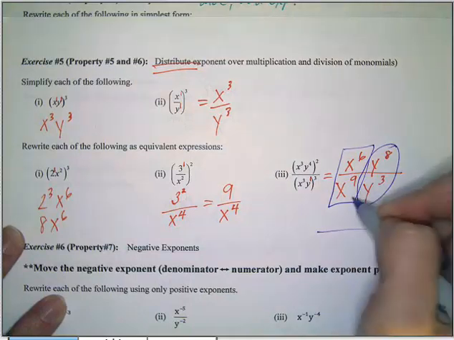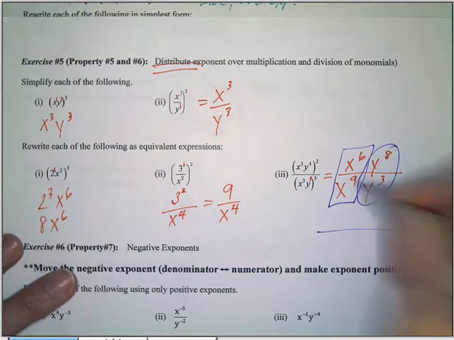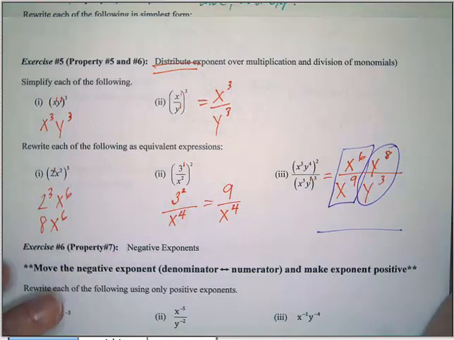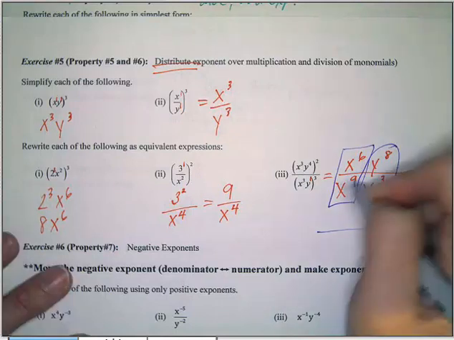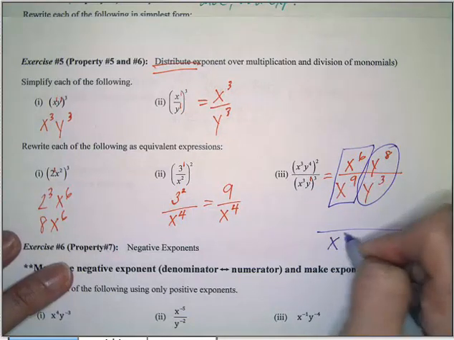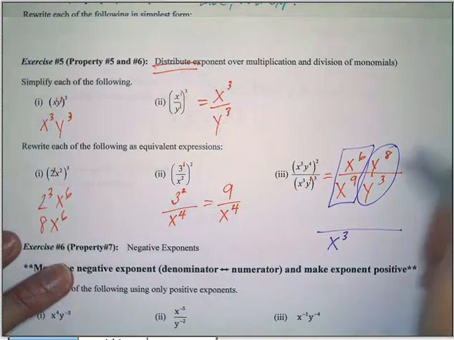So I have 6 minus 9, or 9 minus 6 is 3. The 3 that are left over are on the bottom because the bottom is bigger. Y to the 8th over y to the 3rd: I have 5 left over, and they are on top because the top is bigger.